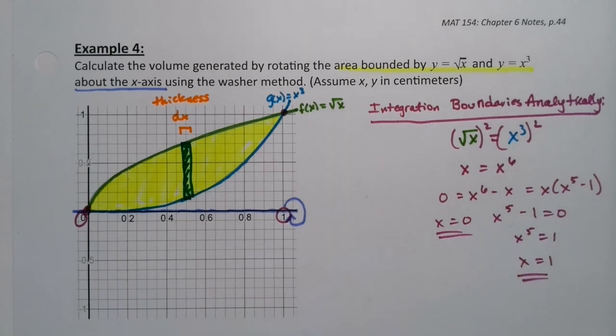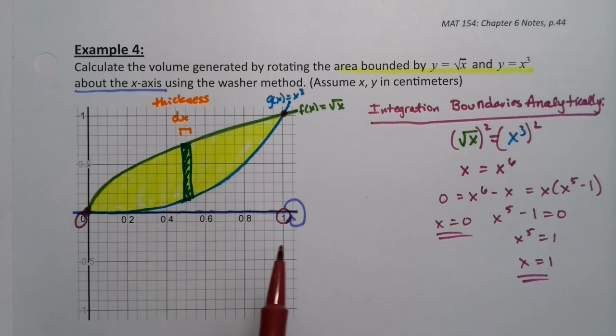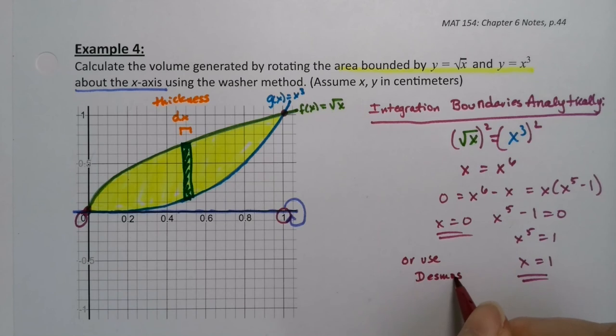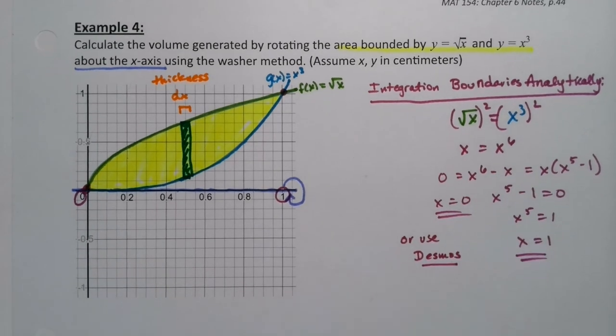Again, it wasn't specifically asked for, so if you want to, you can use Desmos if they work out nicely, which these did. These worked out to be nice whole numbers, so it was no problem. So I have my A and I have my B. I know I'm going to integrate from 0 to 1.